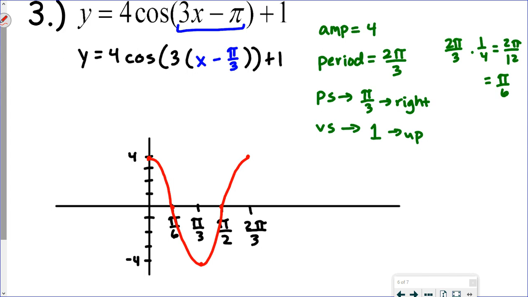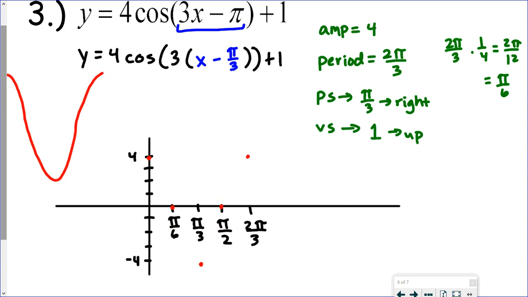That's the parent, which I probably should have dashed in. Erase it and dash it in instead. And actually, technically, it's not the parent. It's just the original without the shifts. The parent function would be where your amplitude is 1 and negative 1, and then your period is 0 to 2 pi. Okay, so here's the original without the shifts.